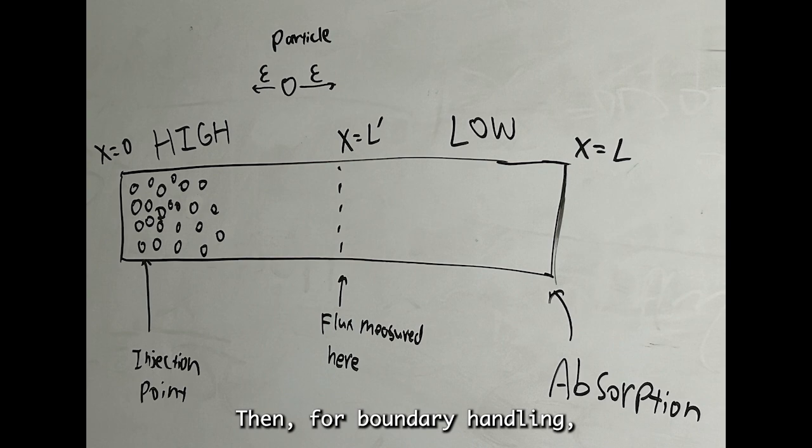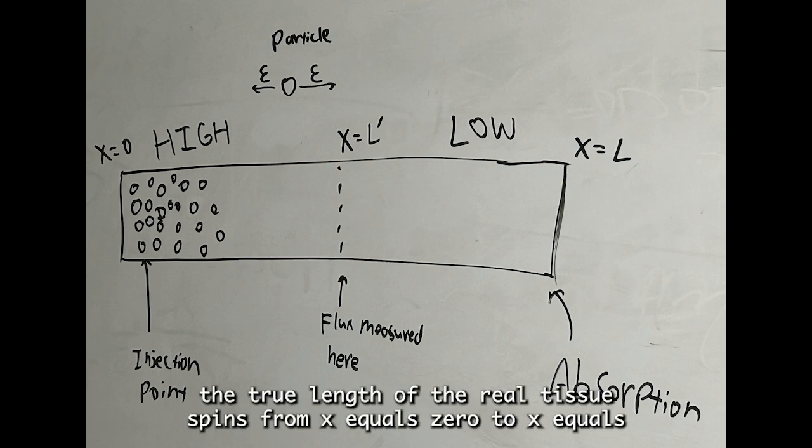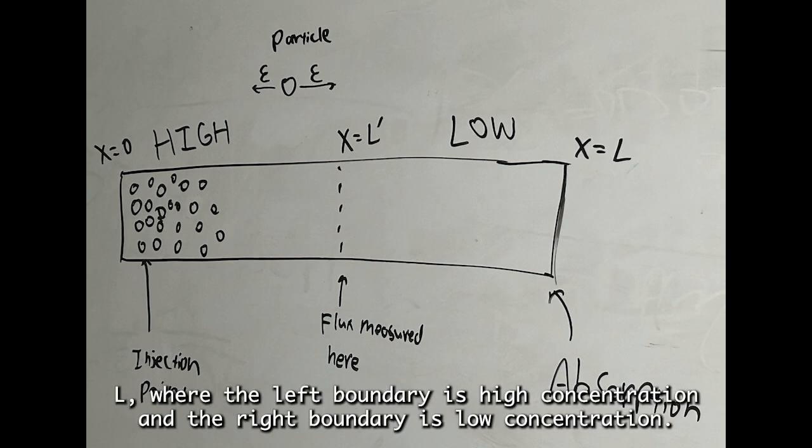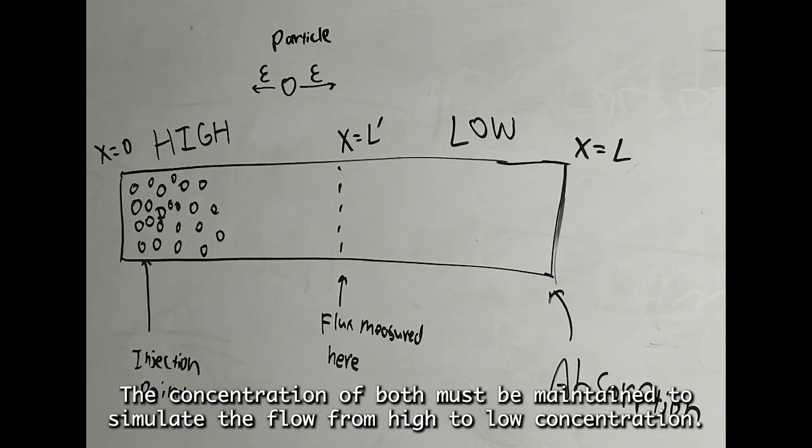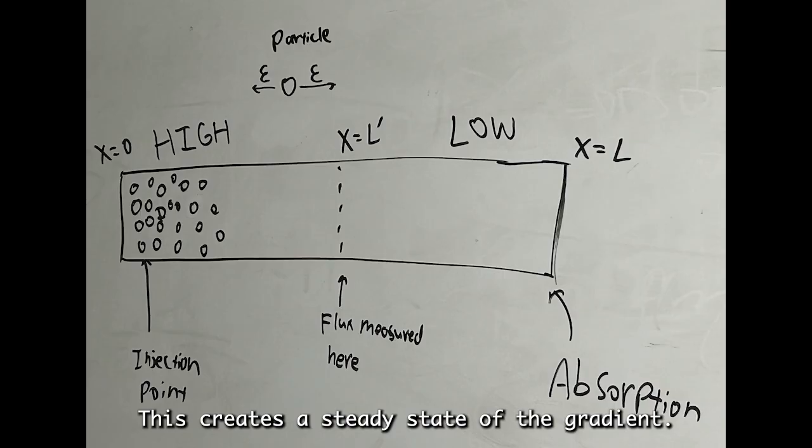Then for boundary handling, the total length of the retinal tissue spans from x equals 0 to x equals L, where the left boundary is high concentration and the right boundary is low concentration. If a particle reaches the left boundary, it is bounced back and absorbed if it reaches the right boundary. The concentration of both must be maintained to simulate the flow from high to low concentration. This creates a steady state gradient.